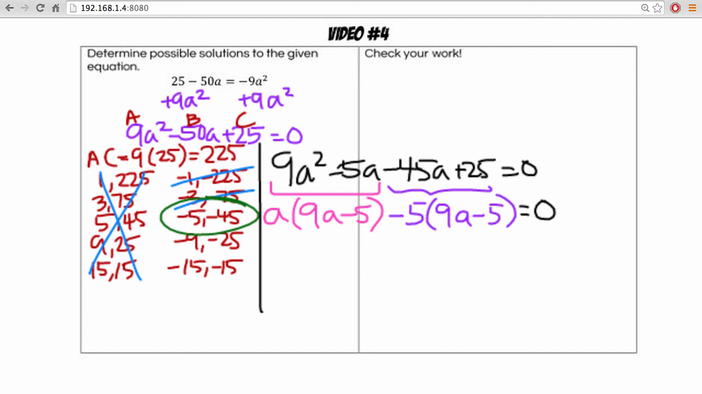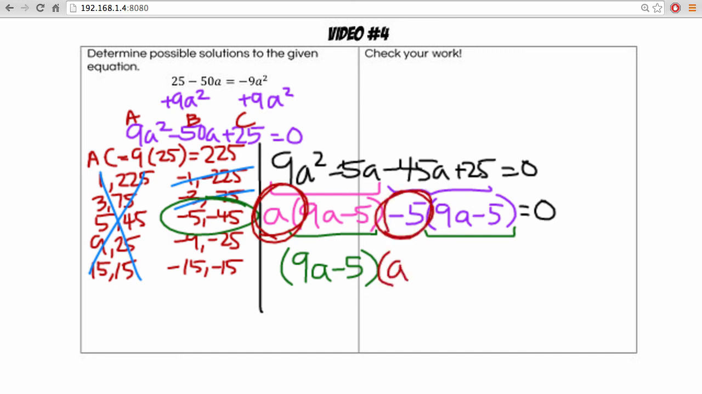Now notice that we have a 9a minus 5 and 9a minus 5 in common. What we can do is factor out 9a minus 5 from each of our terms. And what's left is going to be a minus 5 as our other factor. All of this is still equal to 0.